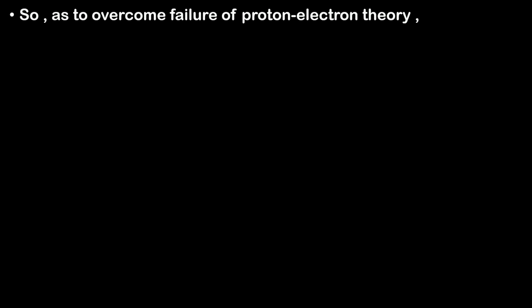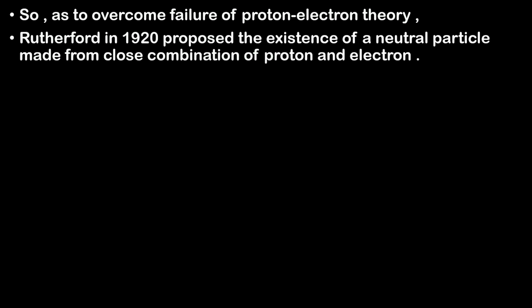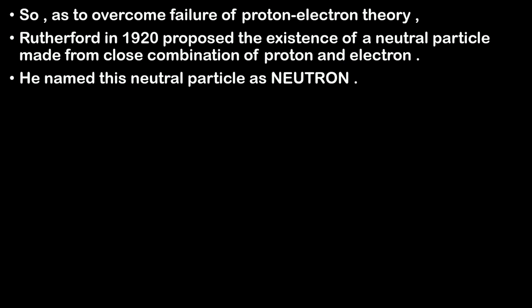So, to overcome the failure of the proton-electron theory, Rutherford in 1920 proposed the existence of a neutral particle made from a close combination of proton and electron. This neutral particle is neither positively charged nor negatively charged, but is in an in-between state of proton and electron. He named this neutral particle the neutron. So Rutherford was the one who named the neutral particle as neutron.